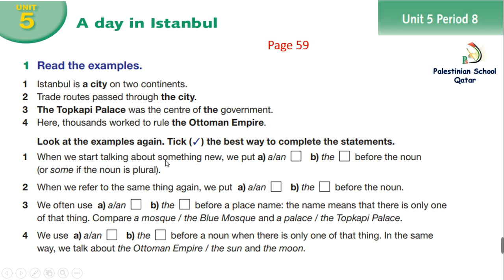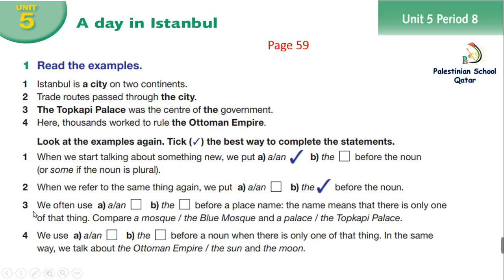When we start talking about something new, we put a, an, or the before the noun, or some if the noun is plural. We put what? We put a and an. But if the word is plural, we put some. Number 2. When we refer to the same thing again, we put it like this. Number 1, number 2, a city, the city. When we refer to the same thing again, we put the before the noun.